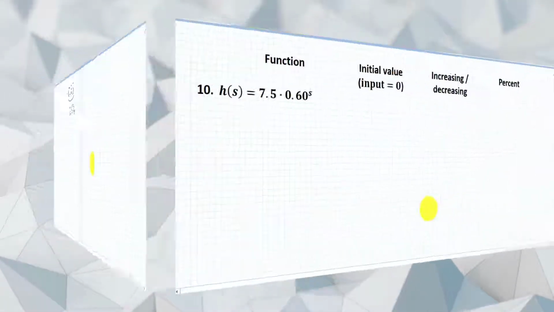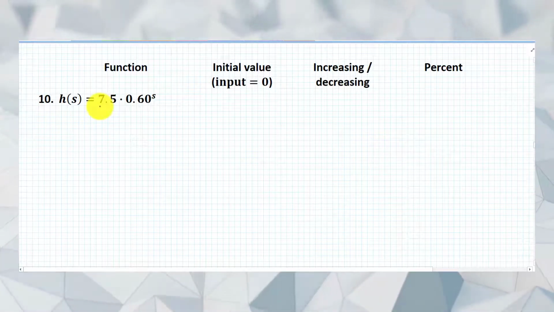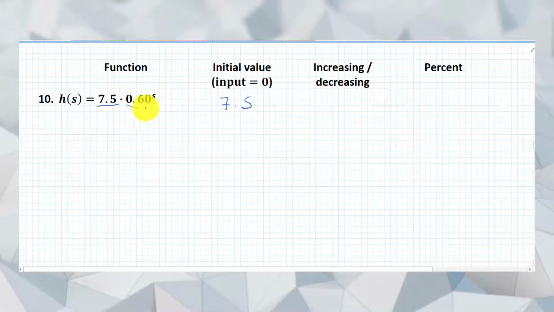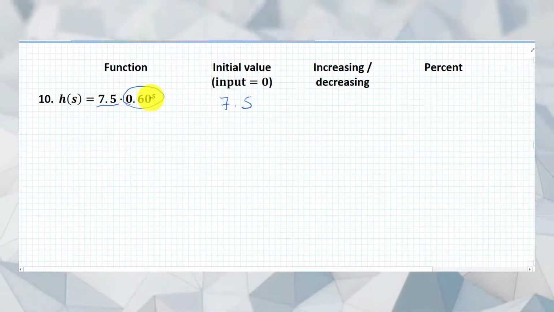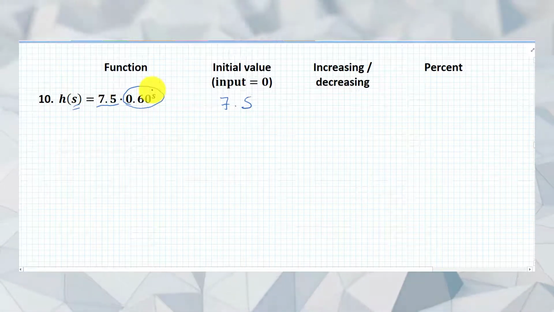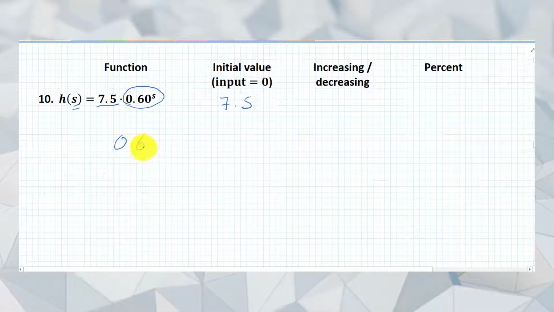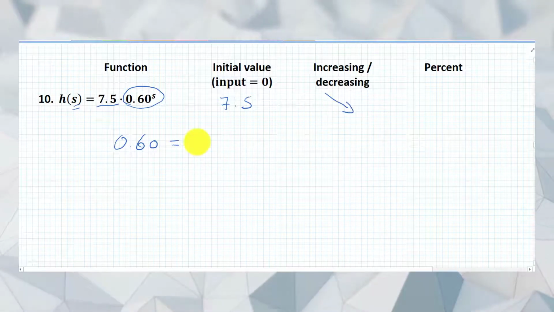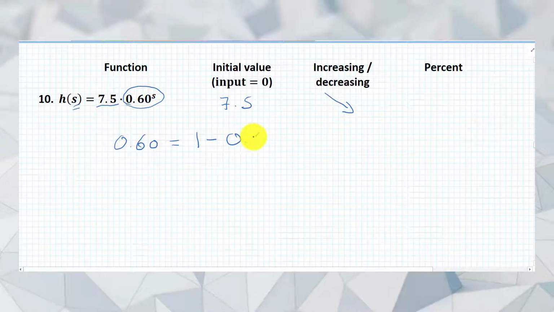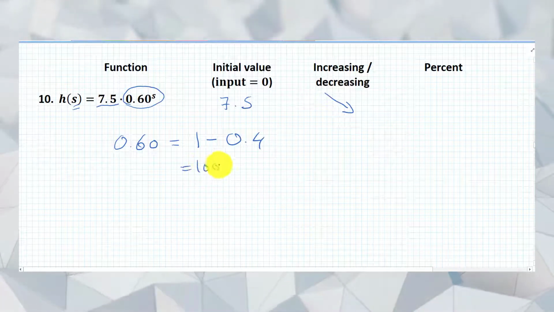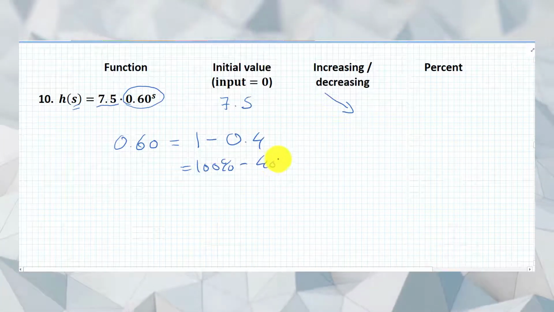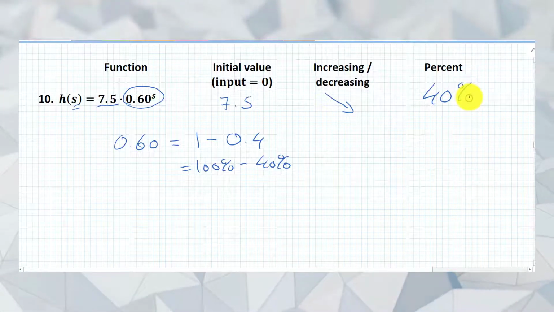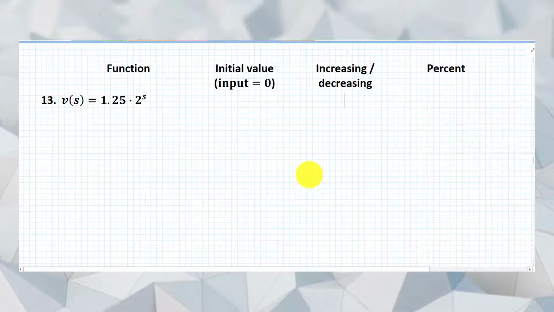Next example. Okay, here the initial value is 7.5, and my exponential is 0.6 to the power of s. This time I call the input s. Now 0.6, we know this is going to be a decrease, right? It's smaller than 1. It's 1 minus 0.4, so it is 100% minus 40%. So it is a decrease by 40%. All right, let's move on. Last example in the series.